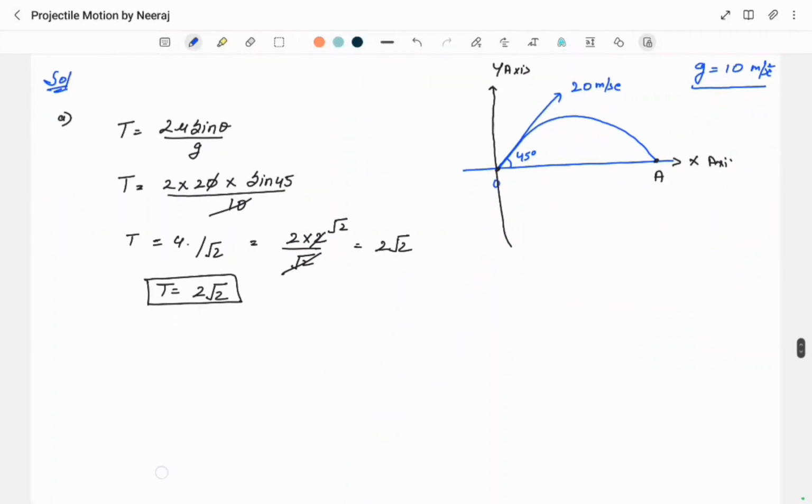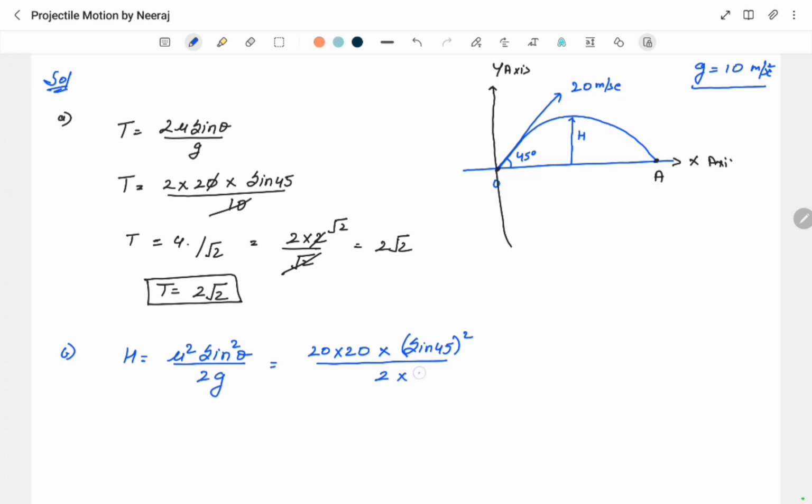Now it is asking what is the maximum height the ball has reached. This is the maximum height the ball has traveled. What is the formula for h? H is equal to u square sine square theta divided by 2g. This is the formula for the maximum height. What is u square? This is going to be 20 multiplied by 20, times sine of 45 degree square, divided by 2 multiplied by g, which is 10.